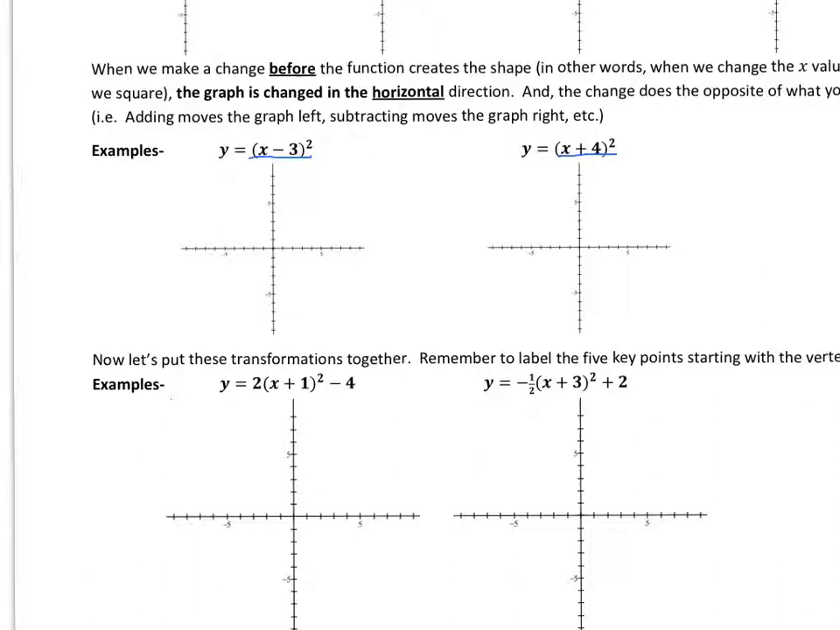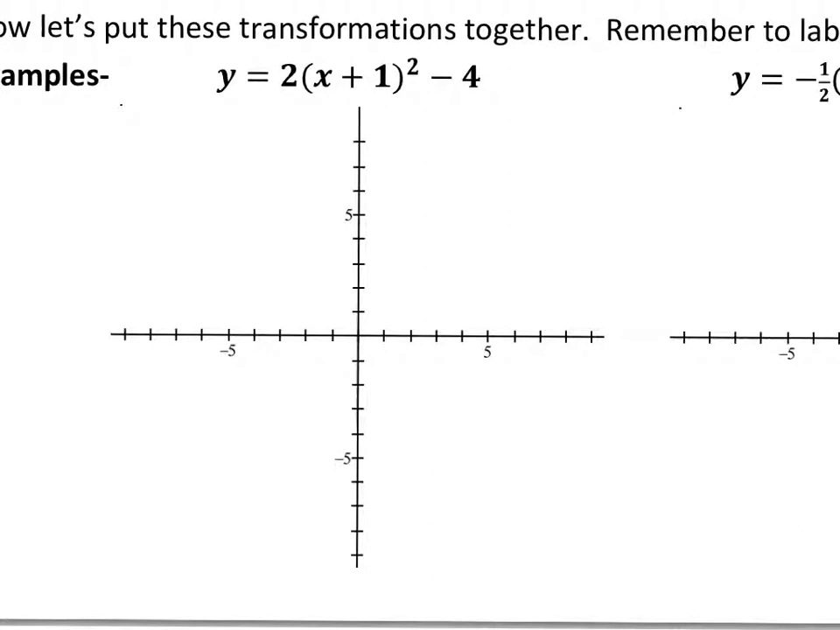Now I want to put everything together, and we're going to do some serious graphing. The key here is to figure out where the vertex is. The vertex always starts at the origin and then it changes as we shift it. Now how does this graph shift? It shifts left 1 and down 4. There's our vertex right there. The actual point is (-1, -4).